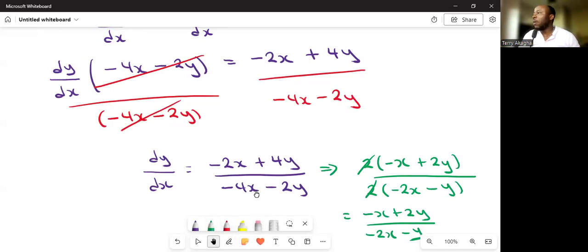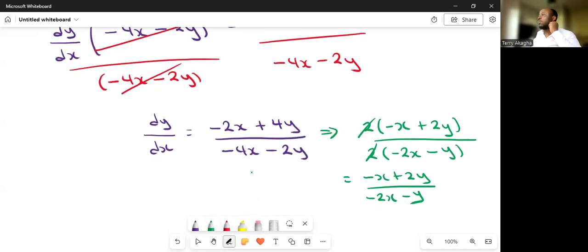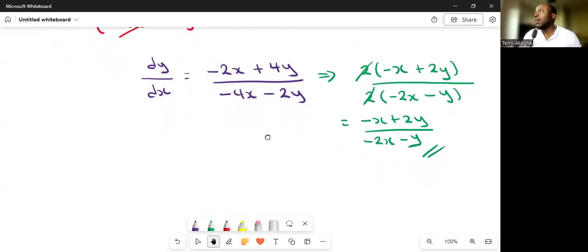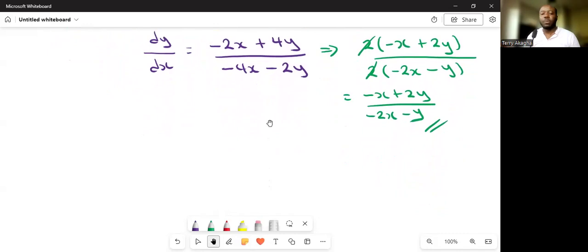Okay, so we found the dy/dx. Good. Now, the question is not asking us to find dy/dx. The reason why we have to find dy/dx is because we need to find the stationary point. And remember, at the stationary point, dy/dx will be equal to what? 0. So that means what we need to do is to find the stationary point, okay?